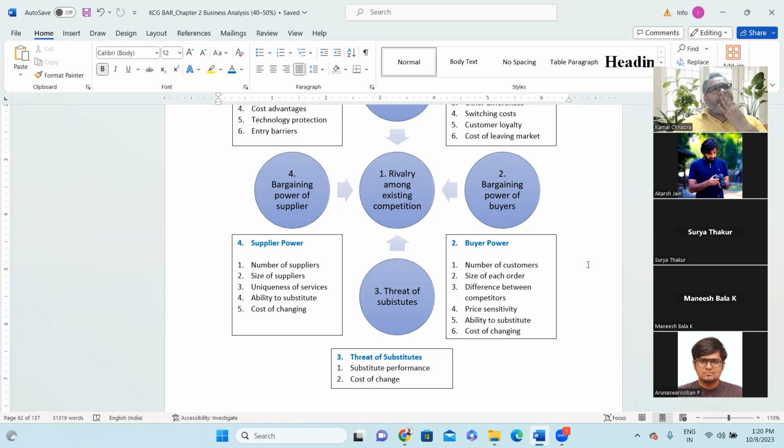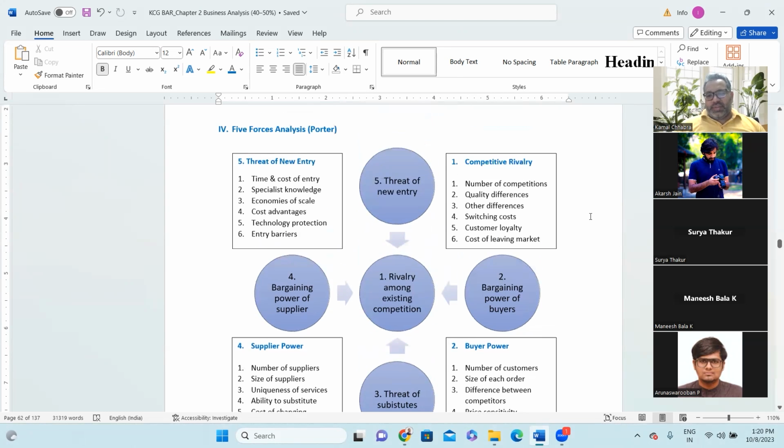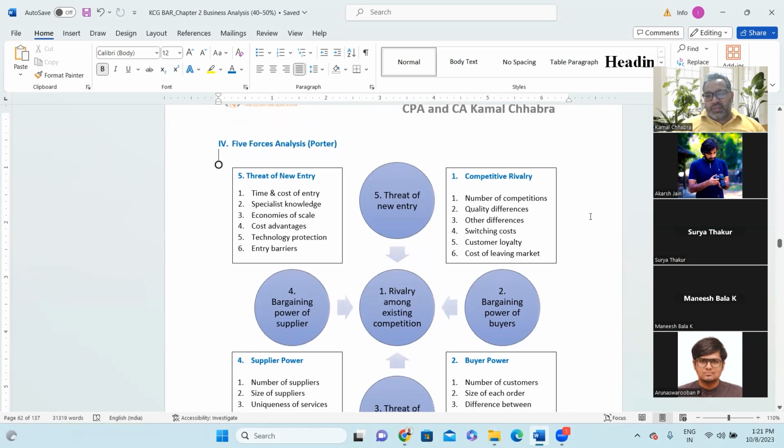For example, a real estate project. If someone has a property in one place but wants to switch to another real estate, it's not that easy. There is a lot of transaction cost involved. You need to understand and analyze those things in detail for making your overall business strategy. So why are we studying these 5 forces of analysis? So that you can make a detailed business strategy for your business, right?